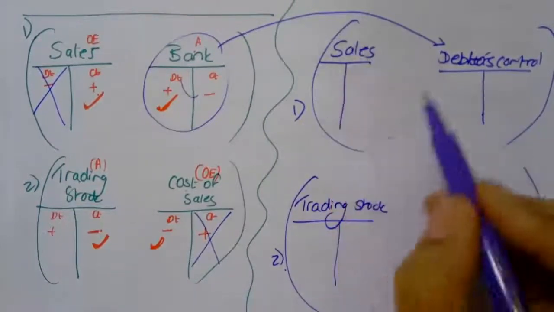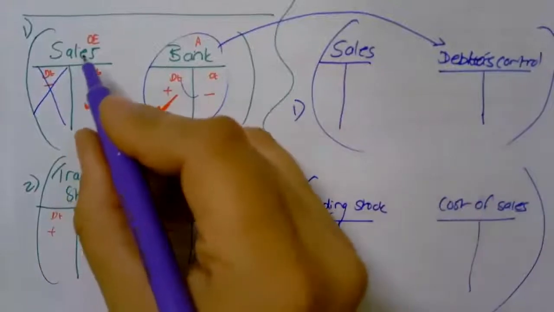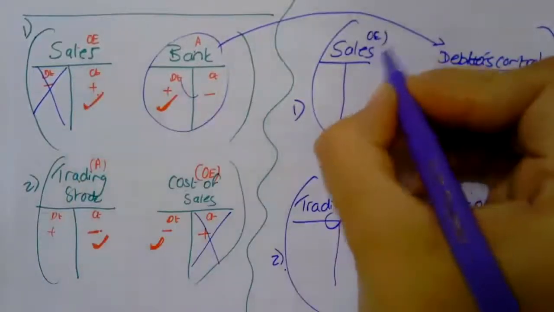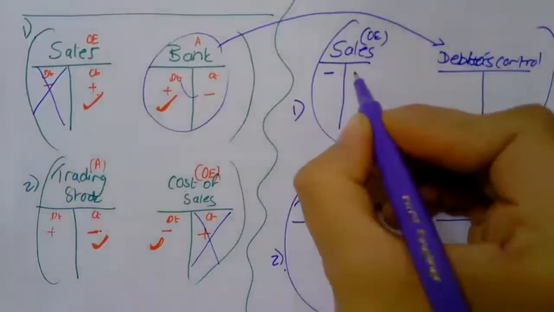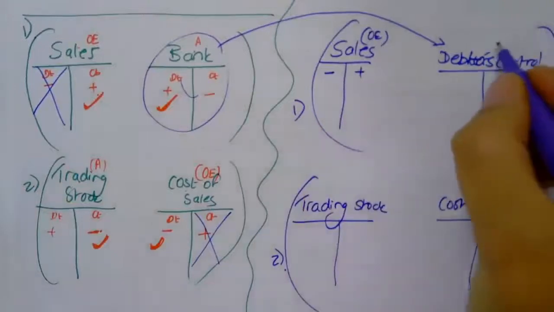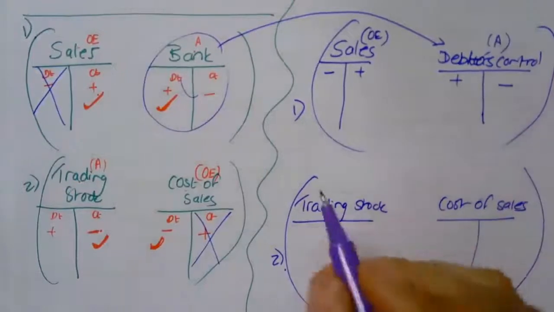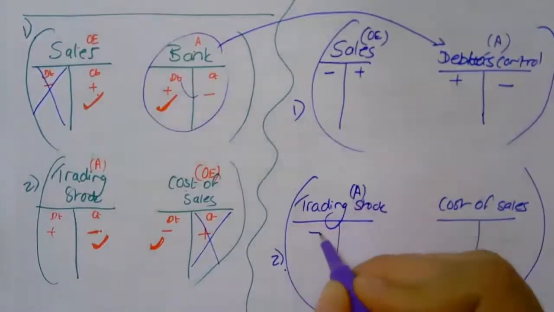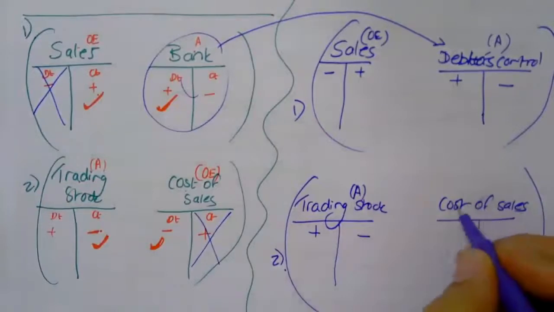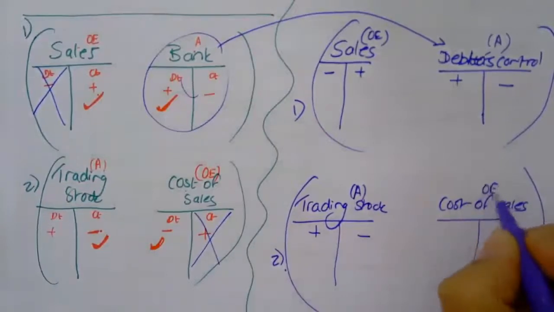Now let's quickly focus on sales. Sales is always an owner's equity, which is debit minus, credit plus. And debtors control is an asset, debit plus, credit minus. Trading stock is an asset, debit plus, credit minus. And cost of sales is an owner's equity, debit minus, credit plus.